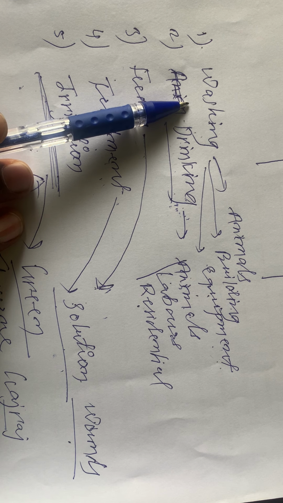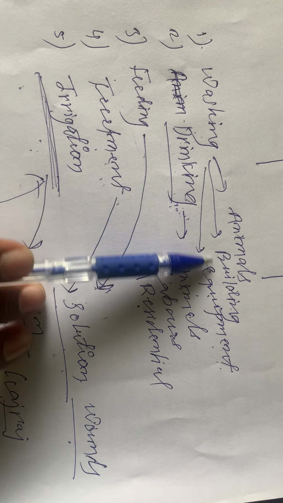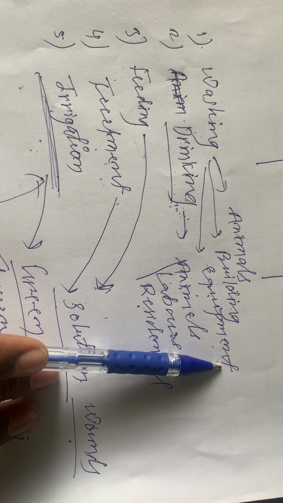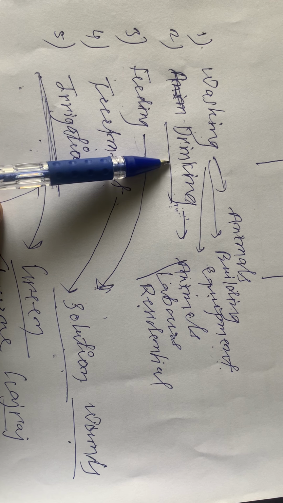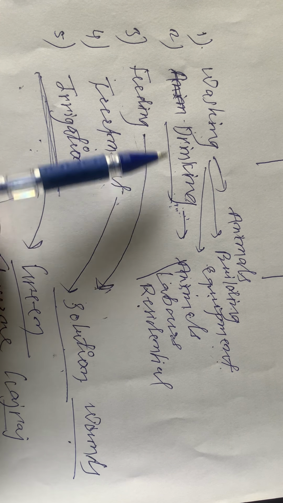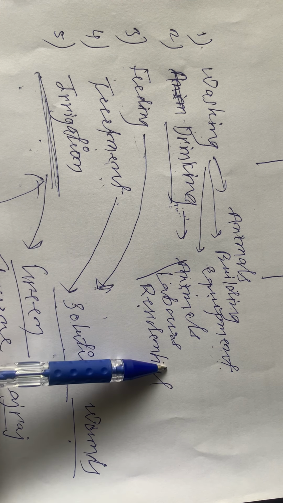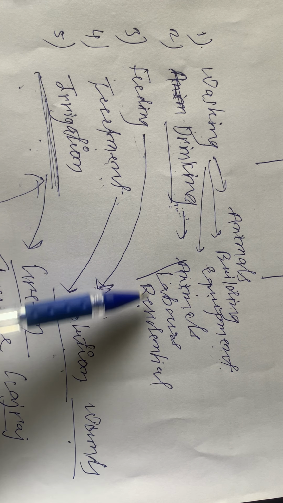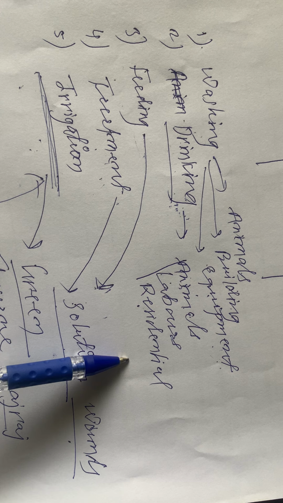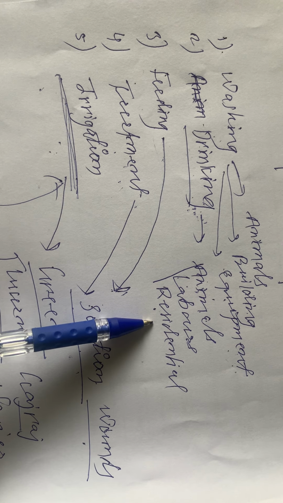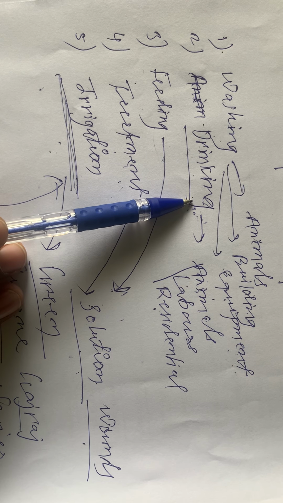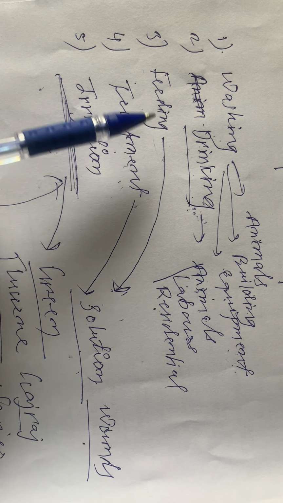Number one was washing. The water is required for washing the animals, the building, and the various equipment available on the dairy farm. Then water is required for drinking by the animals and laborers available on the dairy farm, and by the residents, the people who are living on the dairy farm. So the second purpose was drinking.